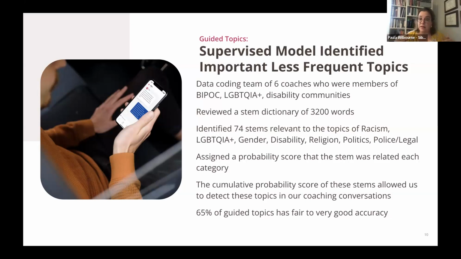We then had that same group of coaches go back through the conversations that were assigned these topics, and we got a 65% rating of fair to very good accuracy in the conversations. And so we were able to take our unsupervised model, add some data tagging, and fairly reliably detect more diversity-related topics of conversation.